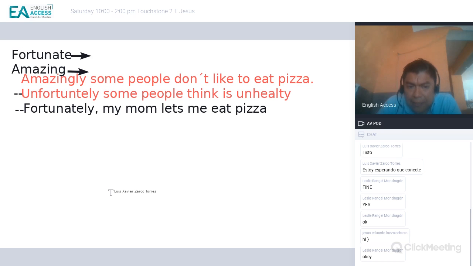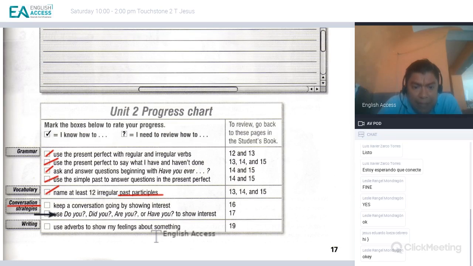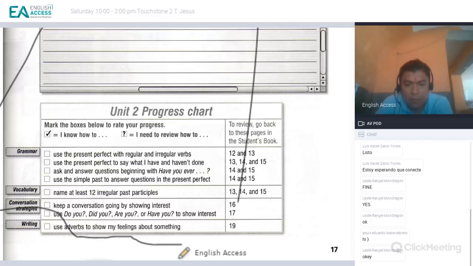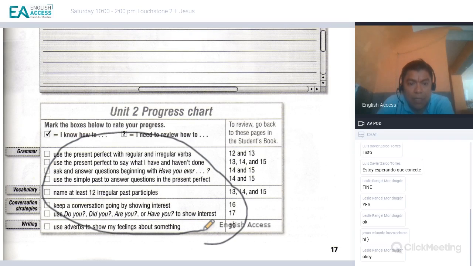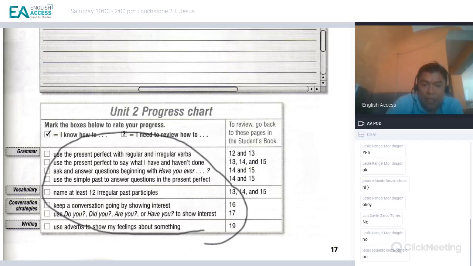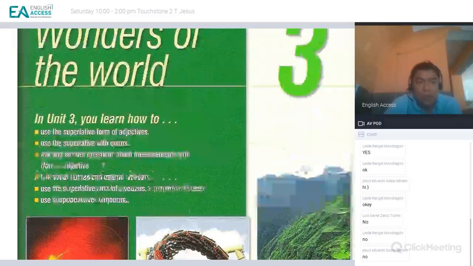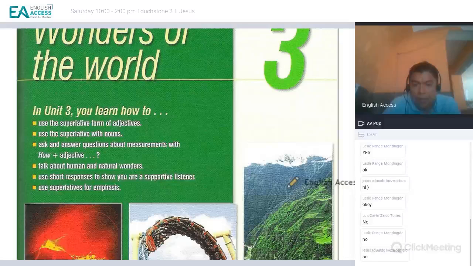Now, let's go back to the book, okay, guys? Now, I want to ask you if you have any questions about this progress chart box. Do you have any questions? Any questions? Or no questions? In here, you can't type because this is the book. In here, only I can type. No, good job. Leslie? No questions. And Eduardo? Okay, great. So let's continue with the next unit. Okay. Now let's go to the student's book, unit 3.